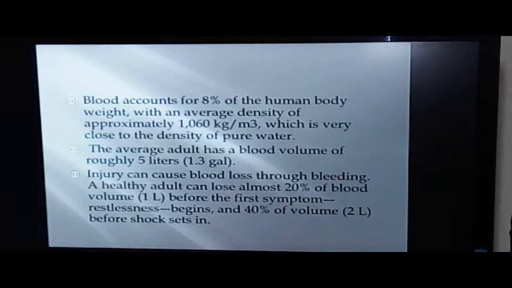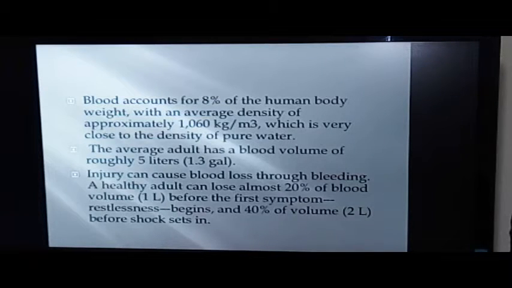Okay, so a very brief kind of overview of blood. Blood accounts for about 8% of the human body weight, obviously depending on your size. And it's very close to the density of water, pure water, not salt water. The average adult human being has a blood volume of around 5 litres. That's 1.3 gallons.